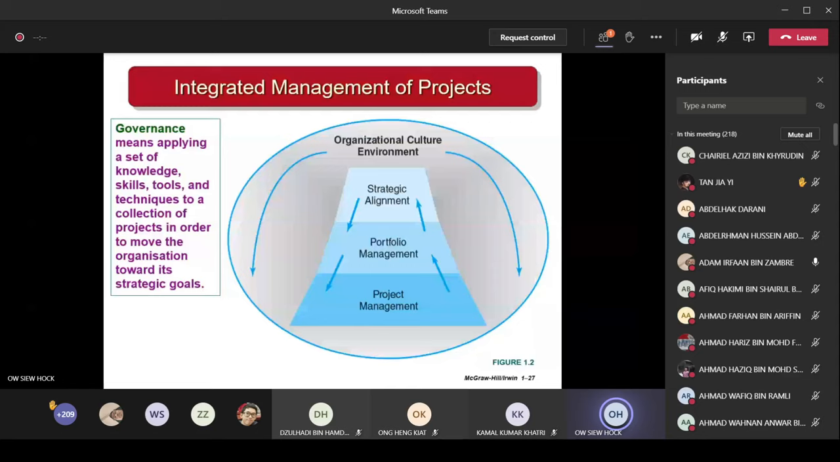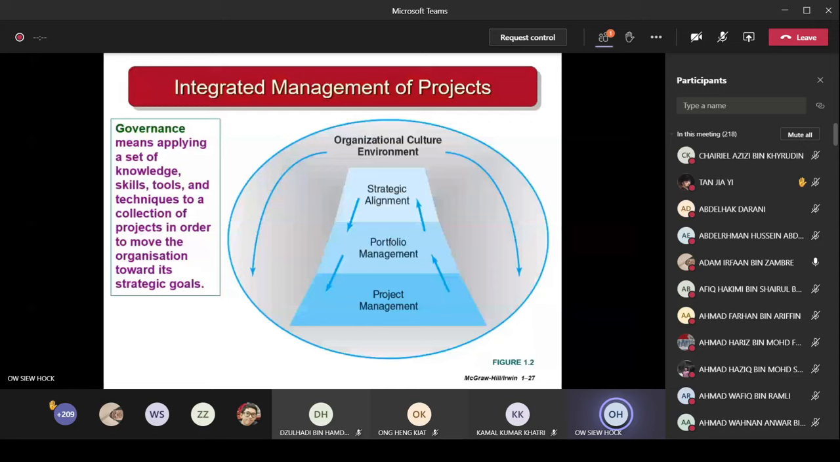So we have a goal. Every company has a goal. So how do you implement it through your projects? That's why the organizing culture environment matters: you have to carry out your project and apply project management. This one is based on portfolio management and aligned with your strategic plan, so in the end, you're going to achieve the company's strategic goal.